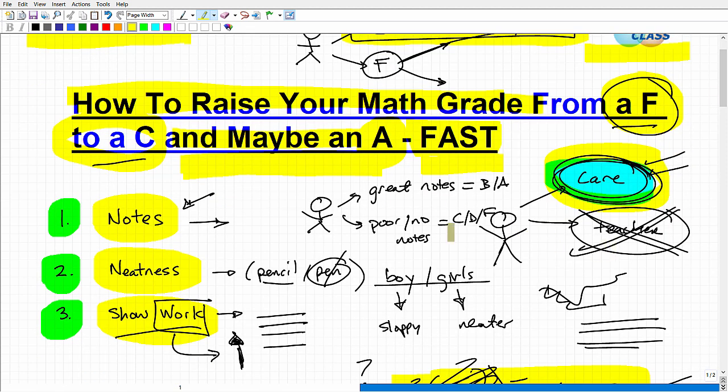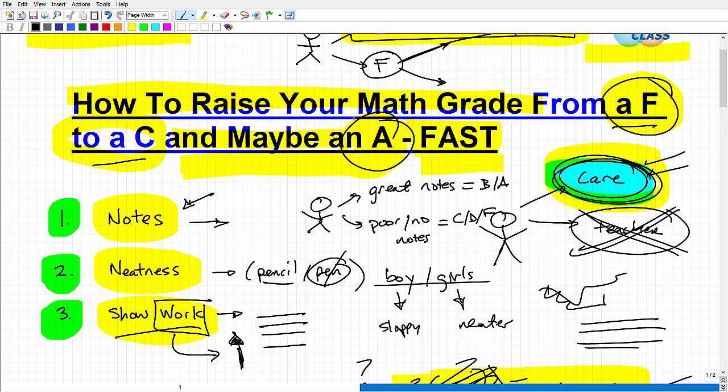Okay, so that's one of the things I should have highlighted in the beginning, but at least I got it into this video if you're still with me. But if you follow these guidelines, believe me when I tell you, you're going to see dramatic improvement. Okay, and anything's possible. An F to C is definitely possible, depending on how much time you have before the end of your course.